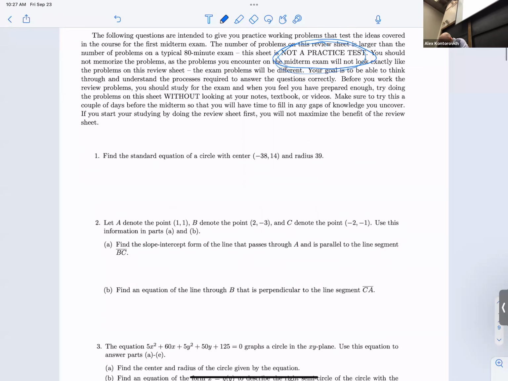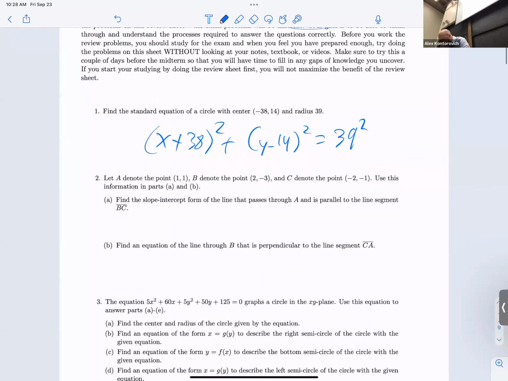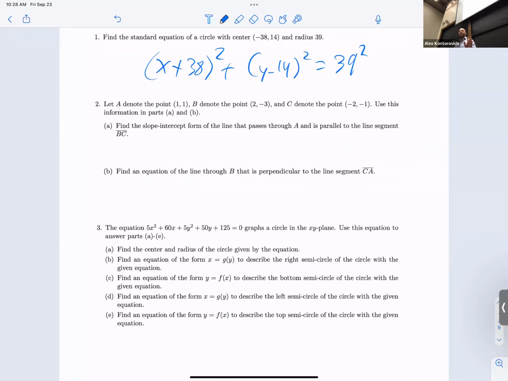Number one, find the standard equation of the circle with center. I know the standard equation of a circle. It's x minus something squared plus y minus something squared equals radius squared. The radius is 39. The x coordinate is negative 38. The y coordinate is 14. Done. Okay, 15 seconds. Next. No questions on that, I hope.